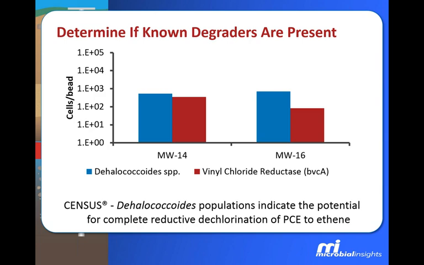And to show you a little bit more field data now, here we're looking at a particular site where we have biotraps in 2 different monitoring wells in an aquifer impacted by chlorinated hydrocarbons. And as you can see in this example, Dehalococcoides was detected, as well as vinyl chloride reductase also detected.